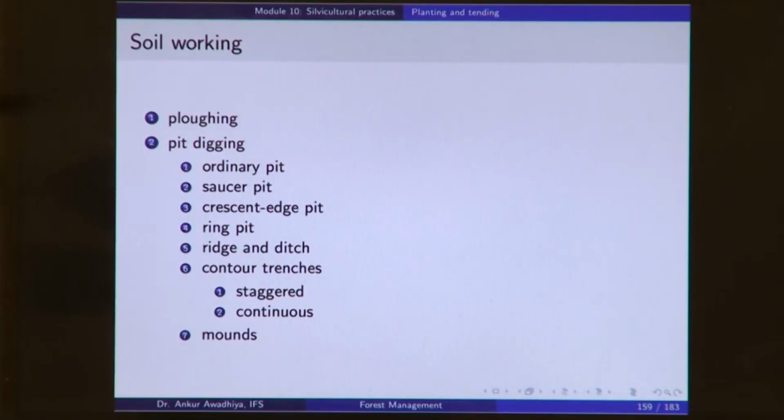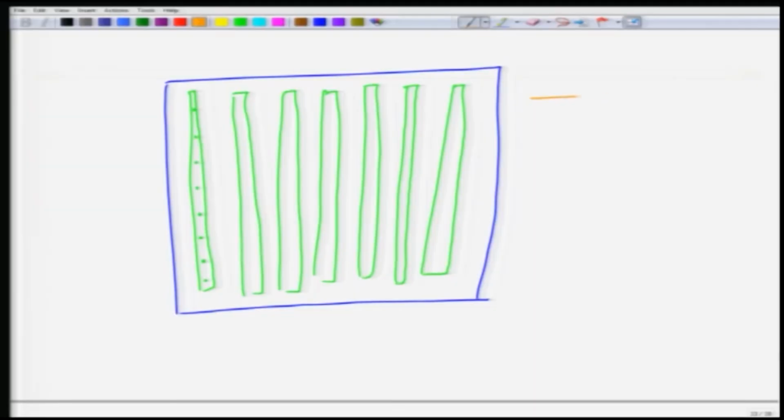Another way is, ploughing generally requires the use of machines, and in our country, because forestry also happens to be an occupation that provides livelihood to people, we generally prefer labor intensive works. Labor intensive works could be in the form of pit digging. Now, pits are of different shapes and sizes. The simplest one is an ordinary pit. What is an ordinary pit? You have the soil, you dig a pit. So, this is just a pit that is dug downwards.